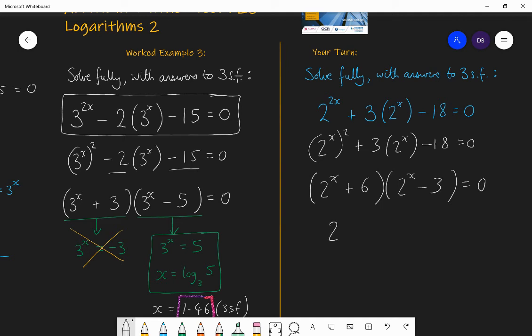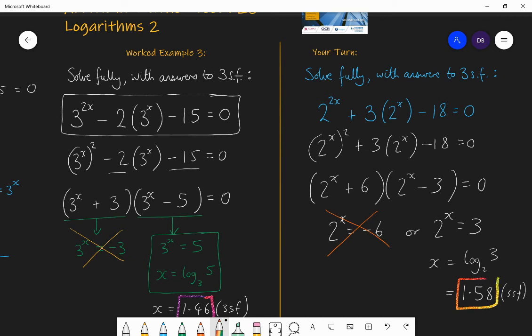So either 2 to the power of x is negative 6 or 2 to the power of x is 3. Now 2 to the power of x cannot be negative, so that one is discounted. 2 to the power of x is 3. That's when x is log base 2 of 3. And that, to 3 significant figures, is 1.58. If you got that answer right, brilliant. If you didn't, that's okay as long as you understand it.